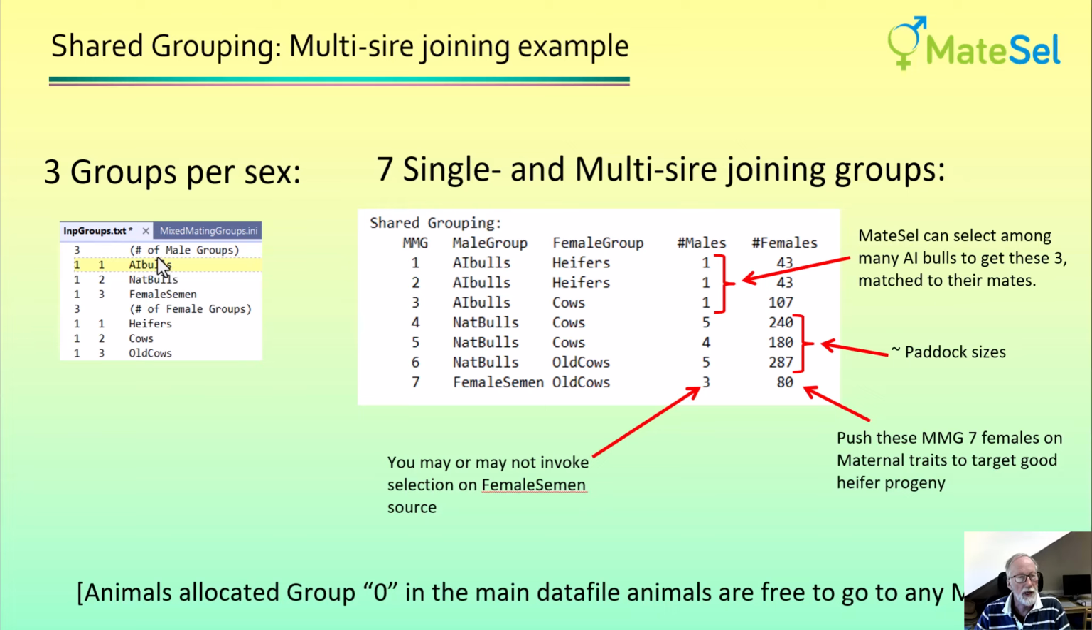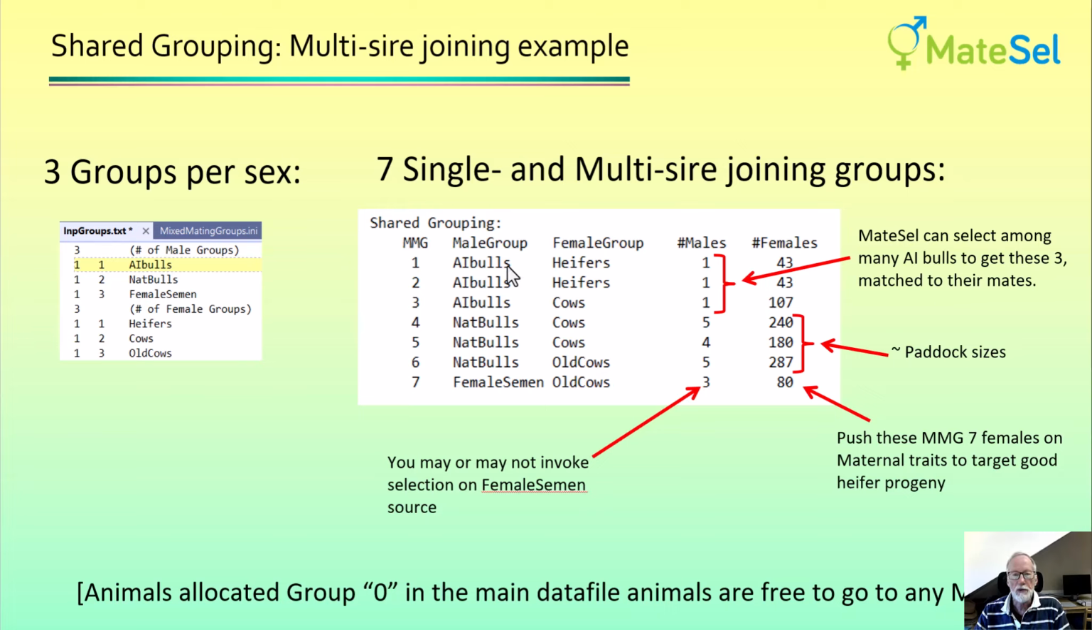And just as in the previous example I showed you, we're using the same data set, and we have 3 categories of males and 3 categories of females, and they are listed under a mating group in the data file. And you can see that the user has good flexibility to match different male groups with different female groups in making up the mixed mating group allocations.